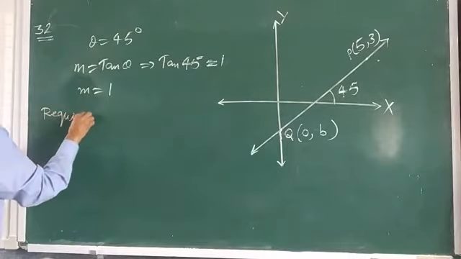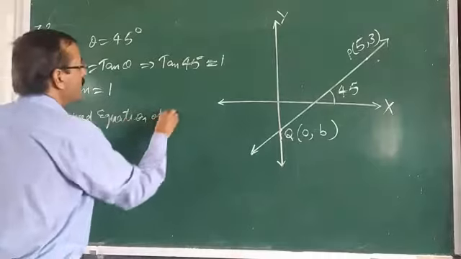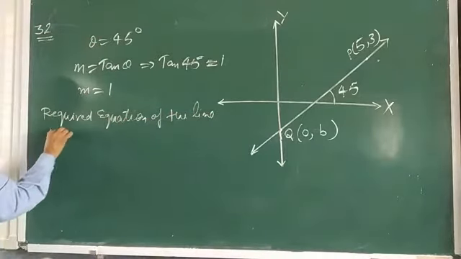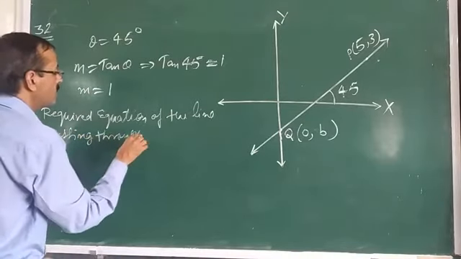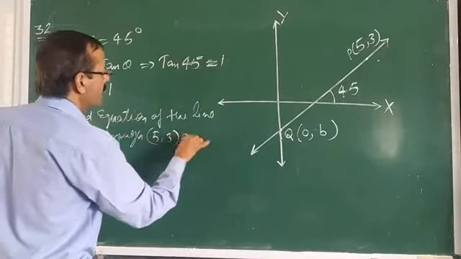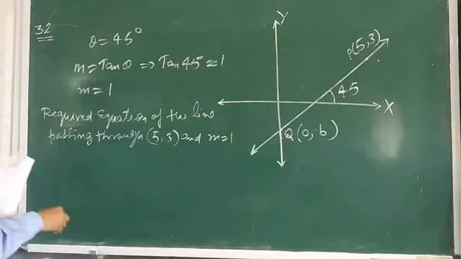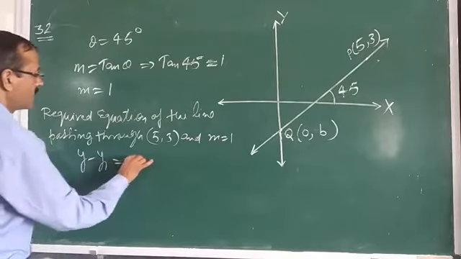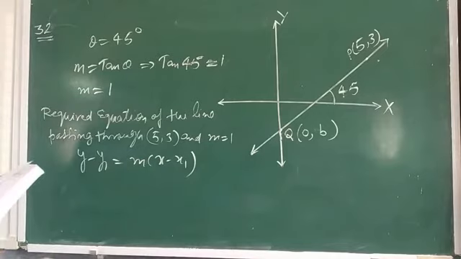Write the required equation of the line passing through (5,3) and m is equal to 1. By using the slope and point we have to find the equation of the straight line. What will be the formula? y minus y1 is equal to m times (x minus x1). We have to apply this formula to find the equation of the straight line.